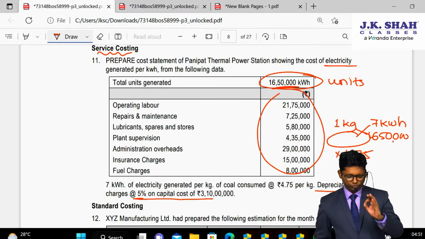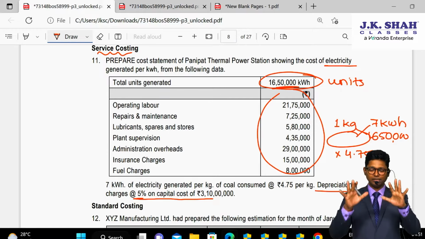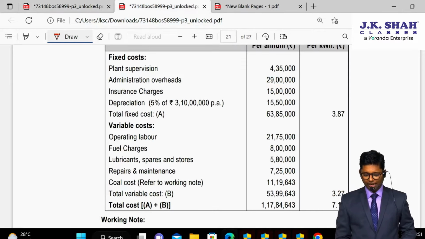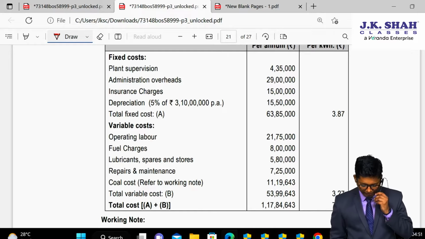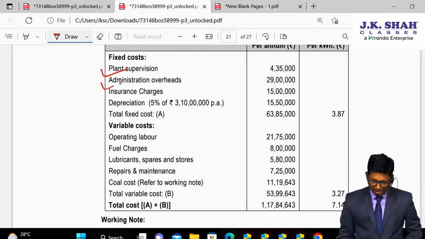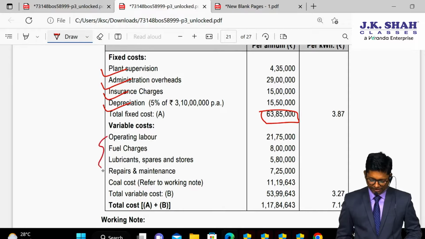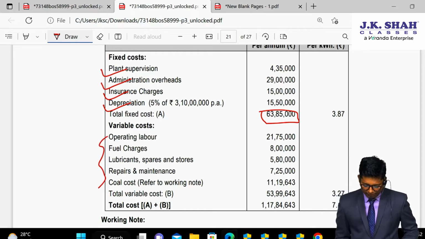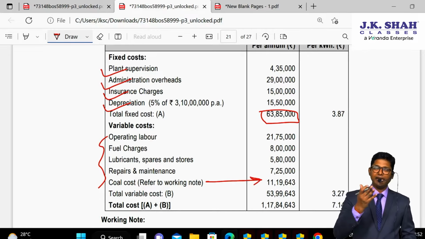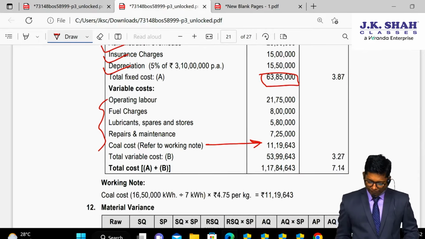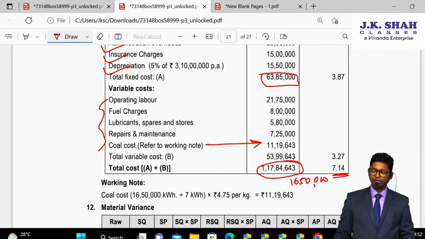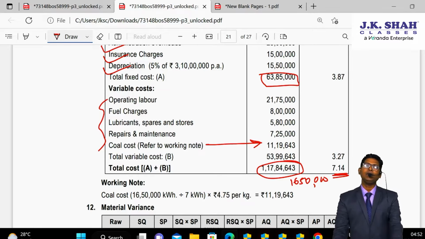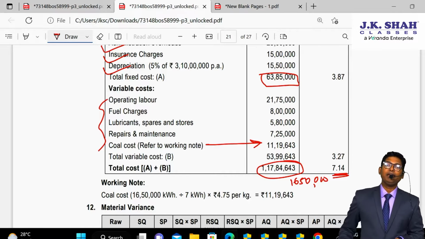Very first, you need to post this entire information in the statement. In the solution they have bifurcated fixed and variable cost. So plant supervision, admin overhead, insurance, depreciation, these all are the fixed expenses, and then the remaining expenses they have recorded. The only important point is coal cost, which I explained to you, cross multiplication, and finally total cost is divided by total number of units, and finally they computed the per unit information. So simply this was the question related to the service cost.